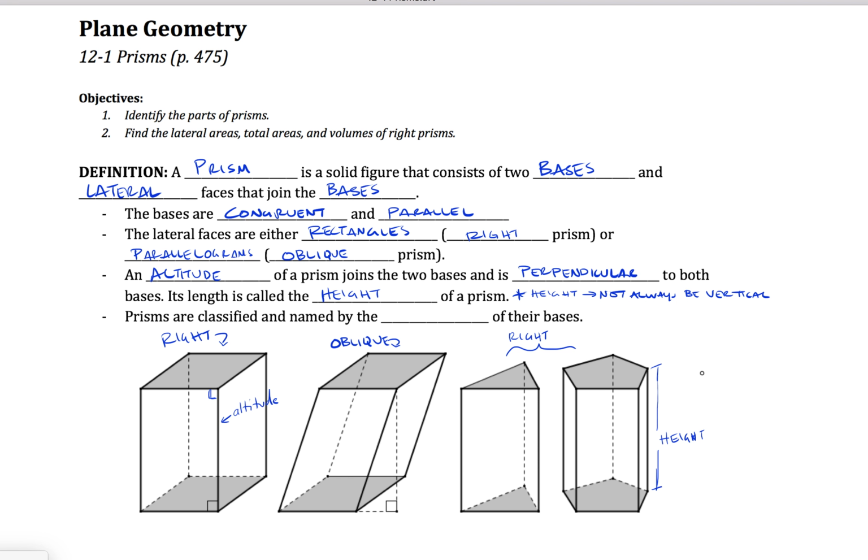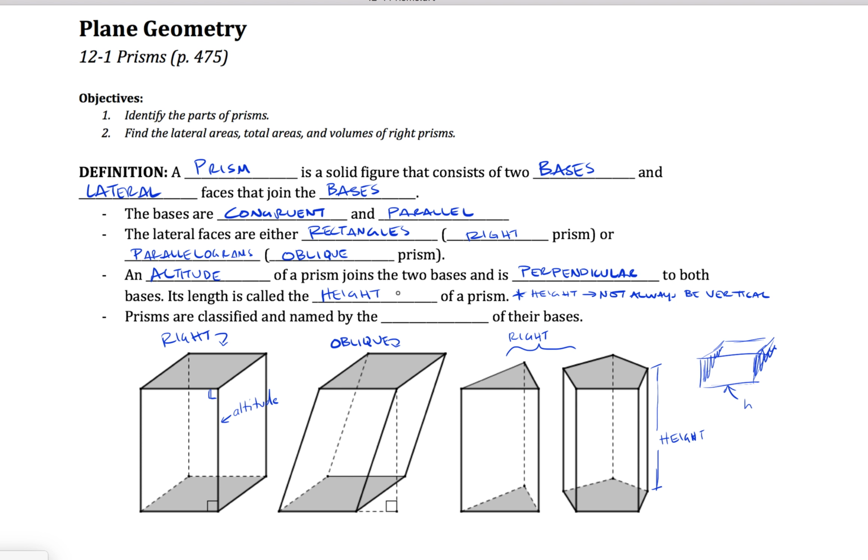If I could try and do a quick sketch of a prism like this, where we've got a base right here and a base right here. You can see in this case that those bases are the right side and left side of that prism, in which case the height would be that distance right there. And I can answer more questions about that in class if you need me to.